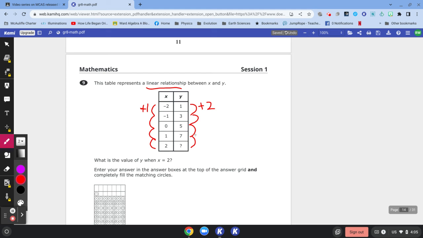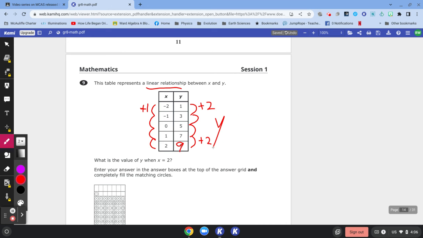And here, 7 to the next step will also be +2, which means the next step is 9. So that's 9 right there. 7 plus 2 is 9. If you needed an equation for this one, it would be this.